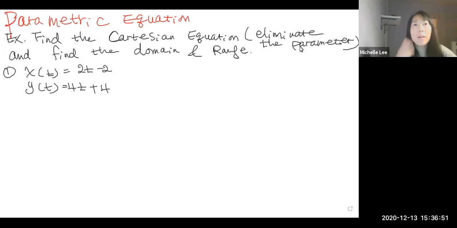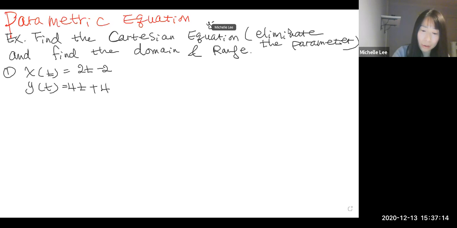Hello everyone. I want to talk about parametric equations now. Let's take a look at an example: find the Cartesian equations. This is what we did so far in algebra and pre-calculus, right?